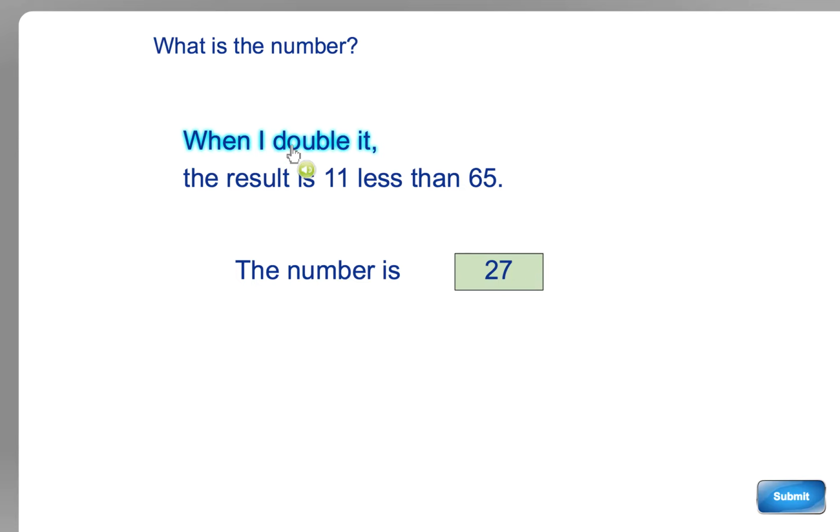Let me check it. When I double 27, which I get is 54, that's 11 less than 65. Yep, that's correct. It is 11 less than 65.